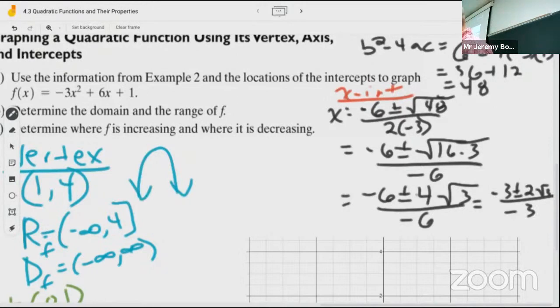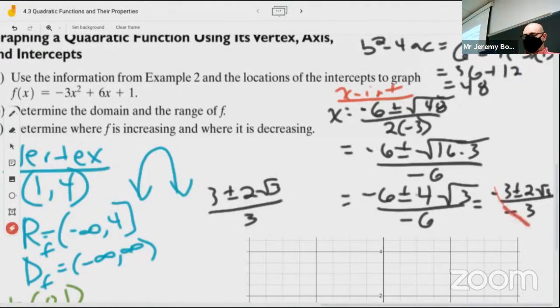You can also cancel out the negatives and make this 3 plus or minus 2 square root of 3, because if you switch the sign on everything, switch the sign on that, switch the sign on that, and switch to plus or minus, it's still plus or minus. So that's technically right. It's not the best one, but we can figure out about where it is. So let's see what that is about.